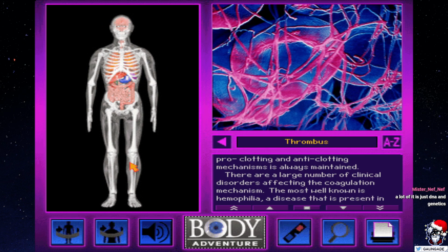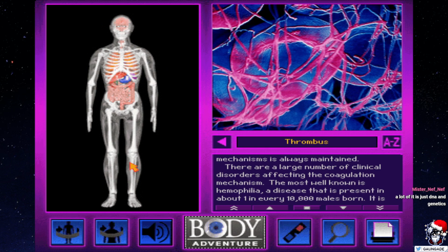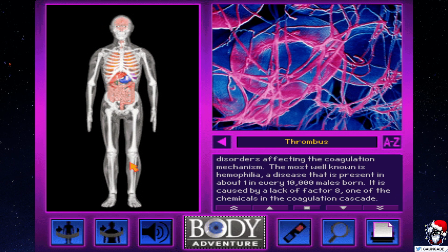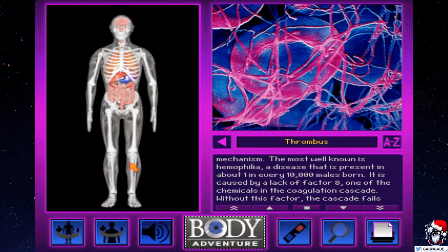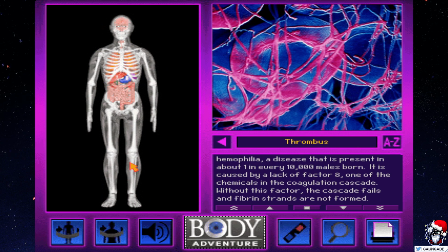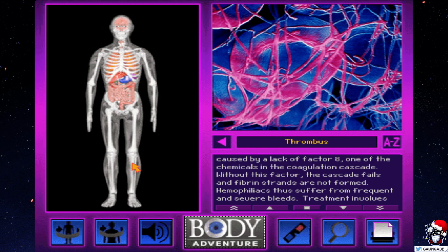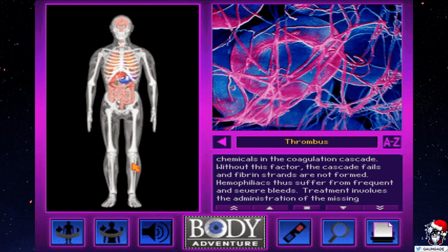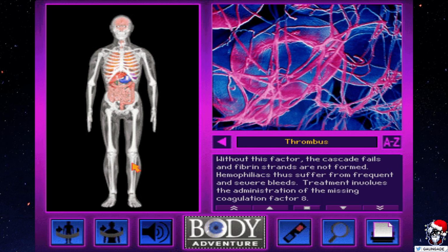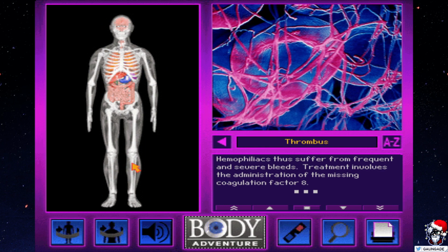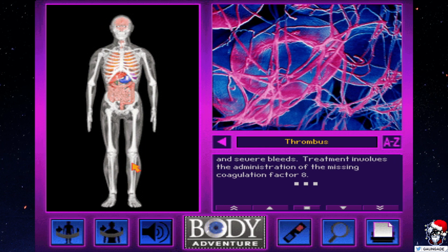There are a large number of clinical disorders affecting the coagulation mechanism. The most well-known is hemophilia, a disease that is present in about 1 in every 10,000 males born. It is caused by a lack of factor VIII, one of the chemicals in the coagulation cascade. Without this factor, the cascade fails and fibrin strands are not formed. Hemophiliacs thus suffer from frequent and severe bleeds. Treatment involves the administration of the missing coagulation factor VIII.